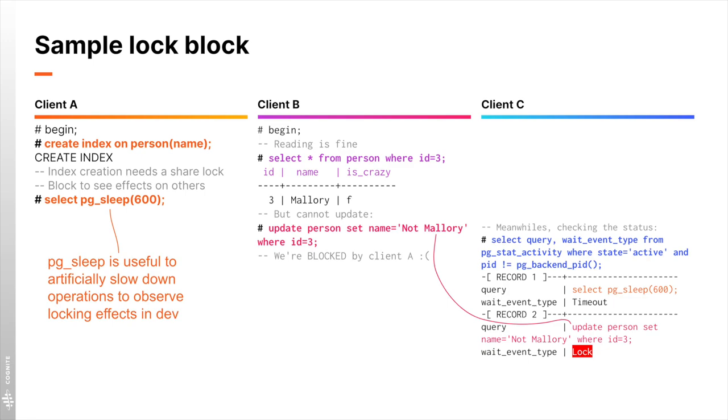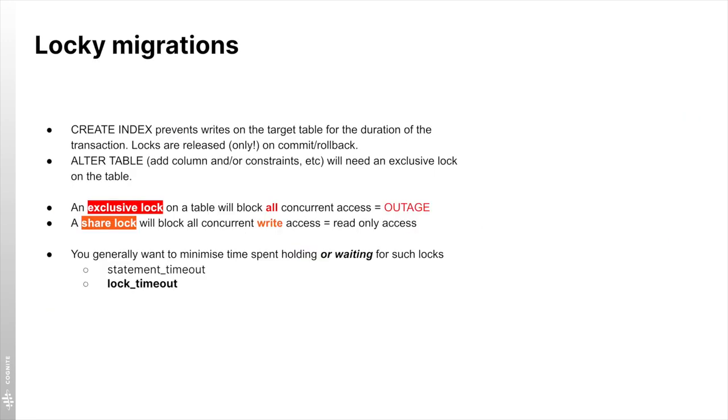And this can be observed from client C. We query the pg_stat_activity view and find active processes that aren't our own process, and we find that client A is pretty much just waiting on this pg_sleep, which can be a useful tool to add to your migration files while testing to simulate slowness, which might be easier with your tooling than just not committing or rolling back the transaction. And we can see from client C that client B is waiting on a lock. So client B cannot progress until client A commits or aborts its transaction, which in turn releases the lock. So create index prevents writes on the target table, and locks are released only on commits and rollbacks.